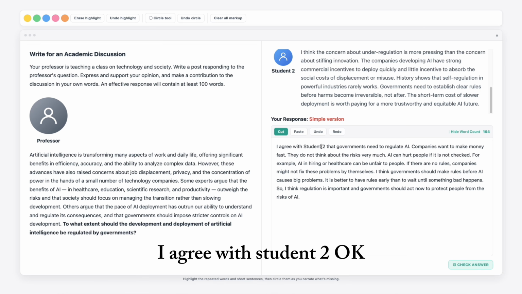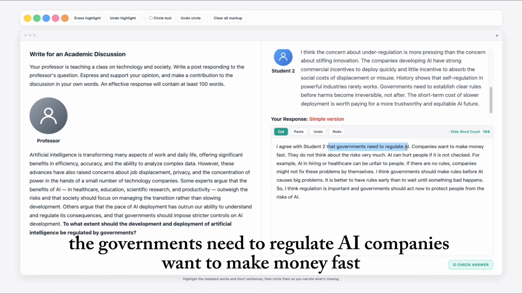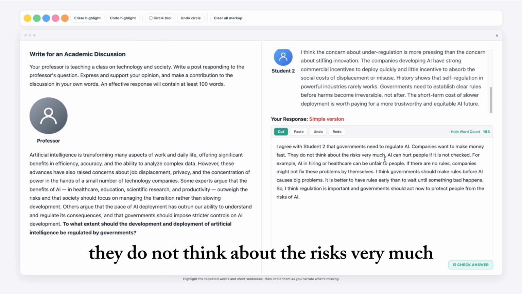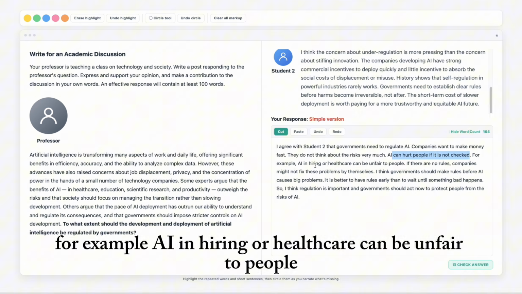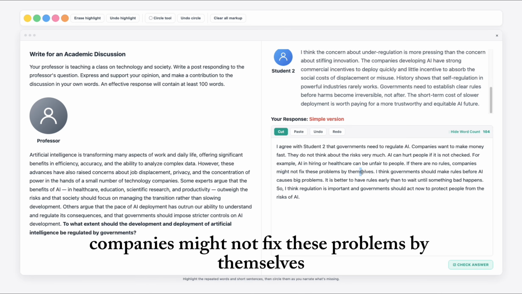I agree with student two. Okay, so very, very simple setup of it that I agree with student two. The governments need to regulate AI. Companies want to make money fast. They do not think about the risks very much. AI can hurt people if it is not checked. For example, AI in hiring or healthcare can be unfair to people. If there are no rules, companies might not fix these problems by themselves.